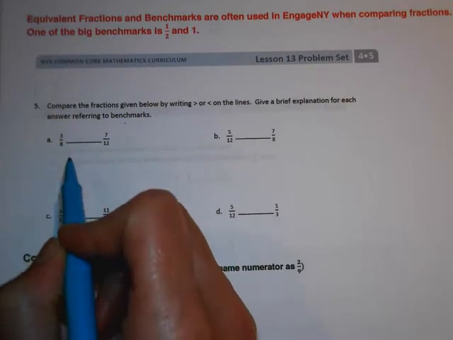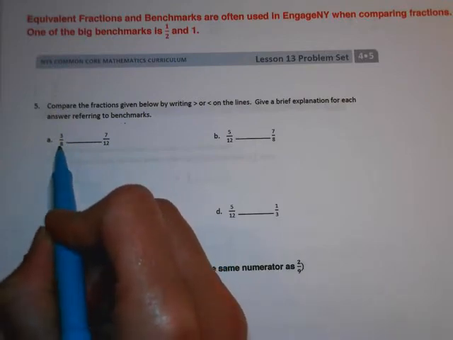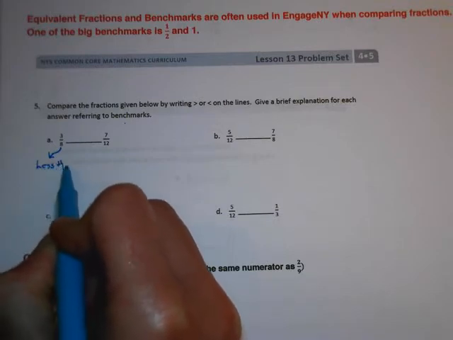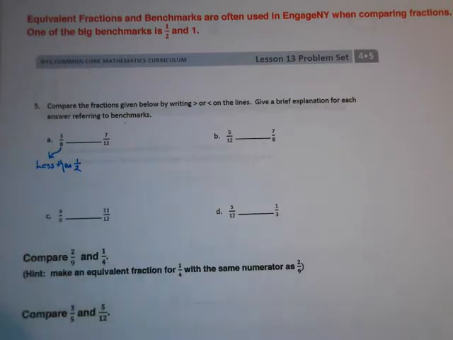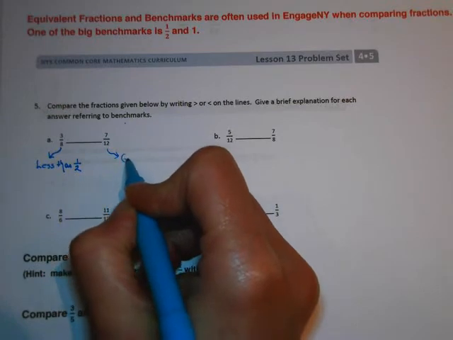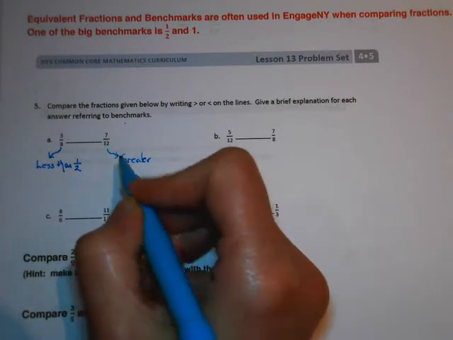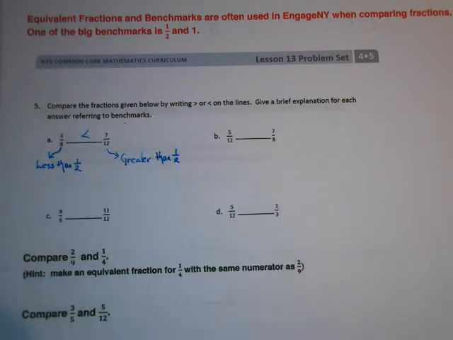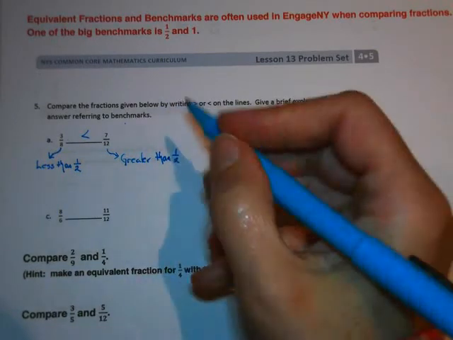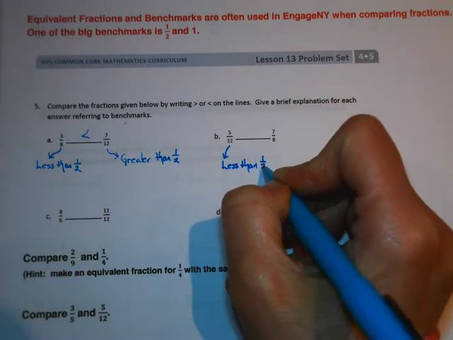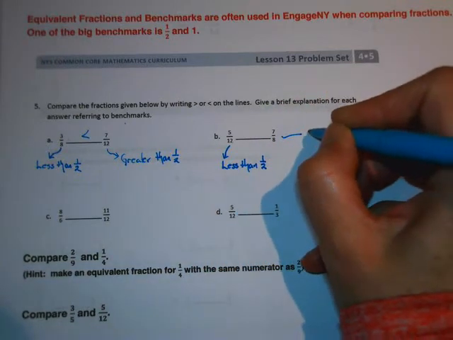Let's look at this first problem, thinking of a benchmark as 1/2. I'm hoping you all see that 3/8 is less than 1/2. Right? 4/8 would be 1/2, so 3/8 is less than it. And this is greater than 1/2, because 6/12 would be 1/2. So then obviously that's got to be bigger. Isn't that interesting? That's how they do it. So 5 over 12 is less than 1/2. And then 7 over 8 is greater than 1/2.